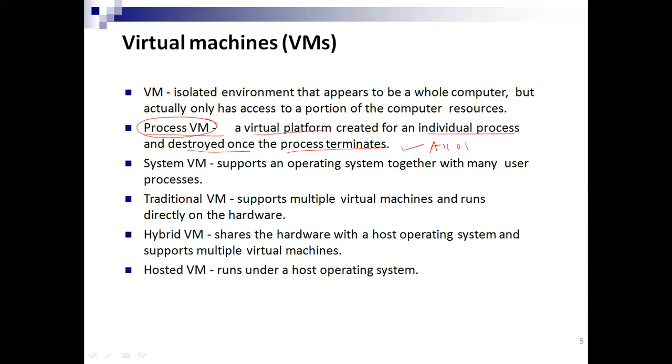So this is all about process virtual machine. Next we'll have system virtual machine. A system virtual machine supports an operating system together with many user processes, when the virtual machine runs under the control of a normal operating system and provides a platform independent host.